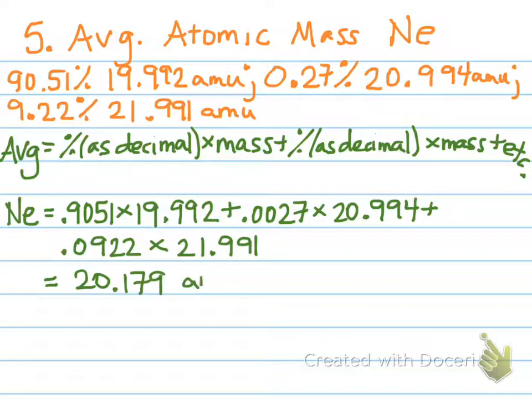20.179 AMUs. Now, why did I use 3 decimals here? Because up here, they use 3 decimal places for all of them. So just be consistent with the problem. Use the number that they're using. So for 5, this is how, anywhere else on this ChemQuest, you would use the same equation here to calculate the average atomic mass.